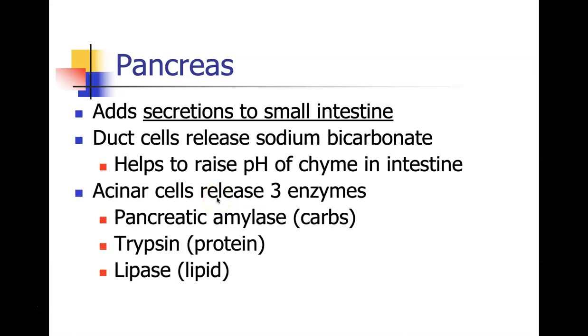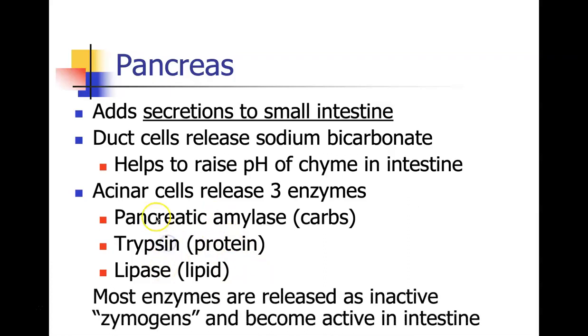The acinar cells in the pancreas release 3 enzymes that are important in digestion. The first is pancreatic amylase that digests carbohydrates. The second one is trypsin, which deals with proteins, and the third one is lipase that deals with lipids. So these are all enzymes that are going to affect our food molecules. Most enzymes from the pancreas are released as inactive zymogens, and they actually become active in the intestine. So they're released as an inactive member, and they become active when they hit the intestine.